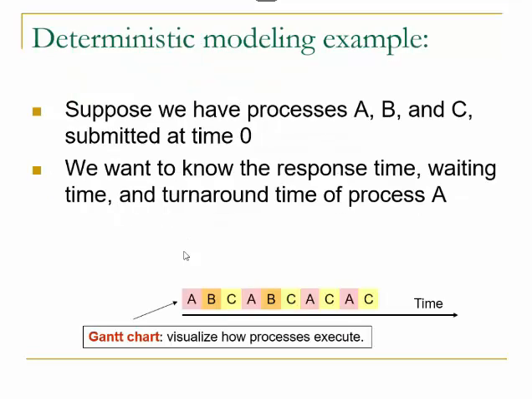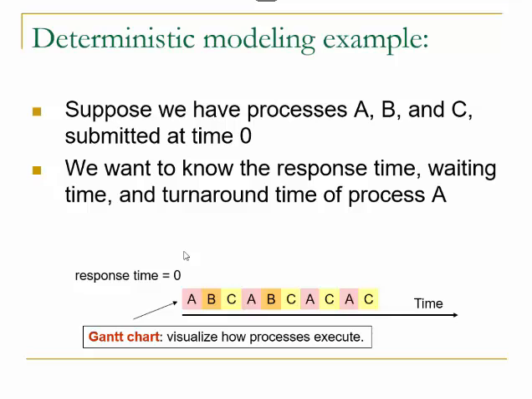So let's take an example. Suppose we have three processes A, B and C submitted at time 0. So the arrival time of all three processes is 0. Next, we want to know the response time, waiting time and turnaround time of process A. Let's assume that processes are executed in the order they arrive at time 0. So process A gets executed first, so the response time of A is 0.